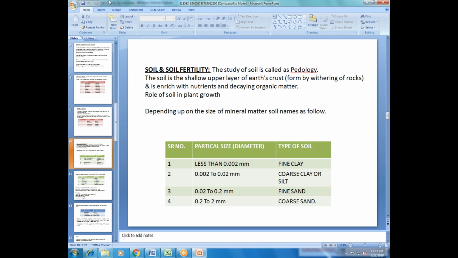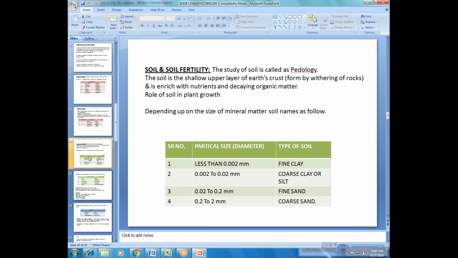So coarse clay is 0.02 to 0.2. If you remember fine clay, coarse clay, fine sand, coarse sand, the sizes go 0.002, 0.002 to 0.02, then 0.02 to 0.2, then 0.2 to 2 mm. So it is easy to remember. You have to remember this, the types of soil.